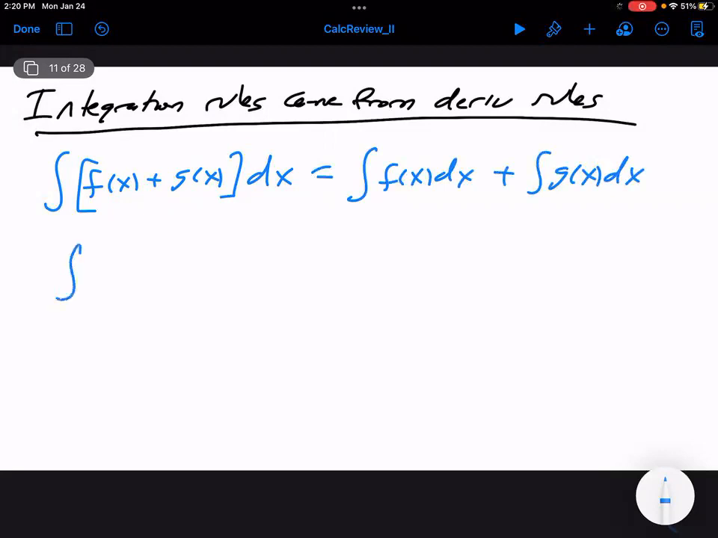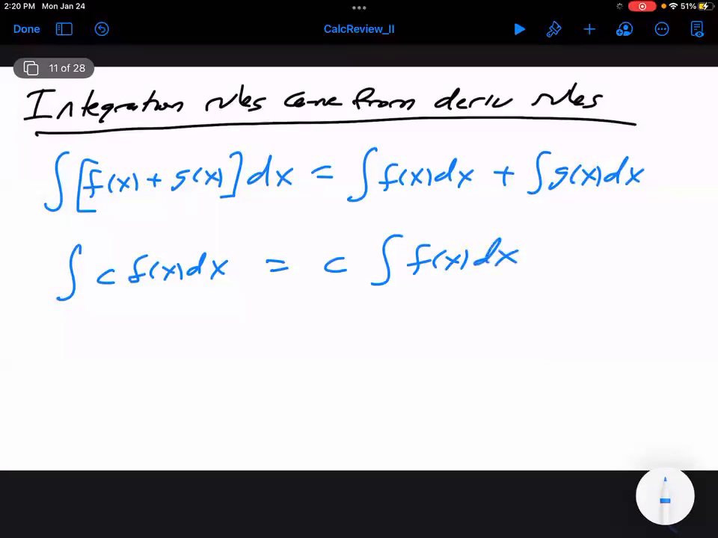The next one is the integral of c times f of x dx is just c times the integral of f of x dx. So think about it as if I've tripled my speed, then in the same amount of time, I've tripled how far I've gone. So these have natural interpretations. If instead of doing the sum, I did a minus, it wouldn't be a big deal.